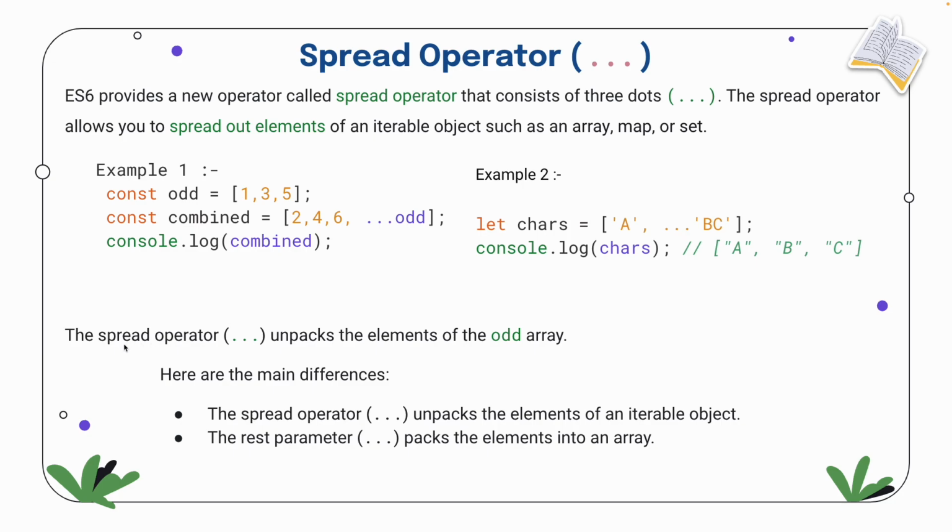Okay, so the major difference between the spread operator and the rest parameter is that the spread operator unpacks the elements of an iterable object, and the rest operator packs them into an array. Okay, one is unpack, one is pack. So this can be used in one place.